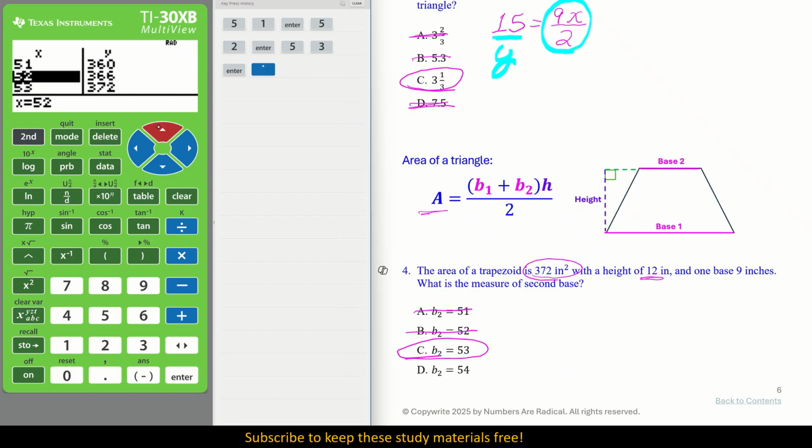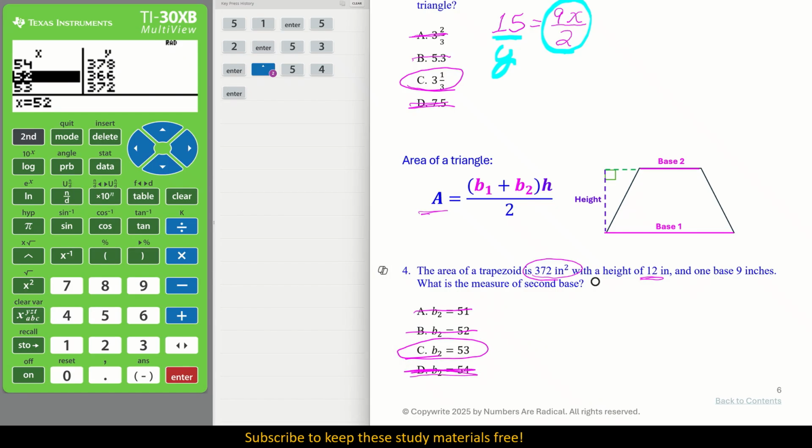But I'm going to go up and type it over one that I know doesn't work, okay? 54, it isn't going to work. It's too large, okay? And that verifies option 4.